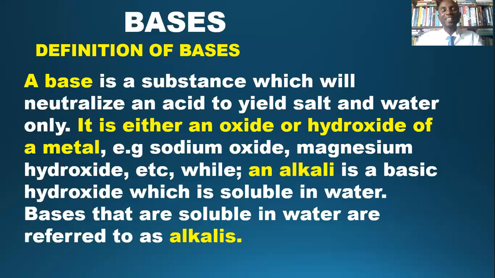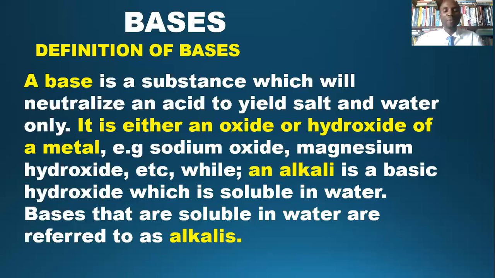A base can also be defined this way: a base is a substance that, when it dissolves in water, produces hydroxyl ion as the only negative ion. Remember that we defined acid as a substance that, when it dissolves in water, produces hydrogen ion as the only positive ion. So you can also define a base as a substance that, when it dissolves in water, produces hydroxyl ion, OH minus, as the only negative ion. It's also a definition of base.